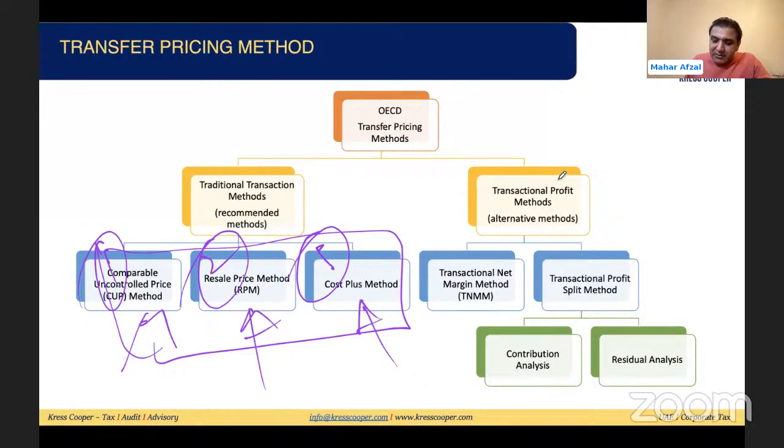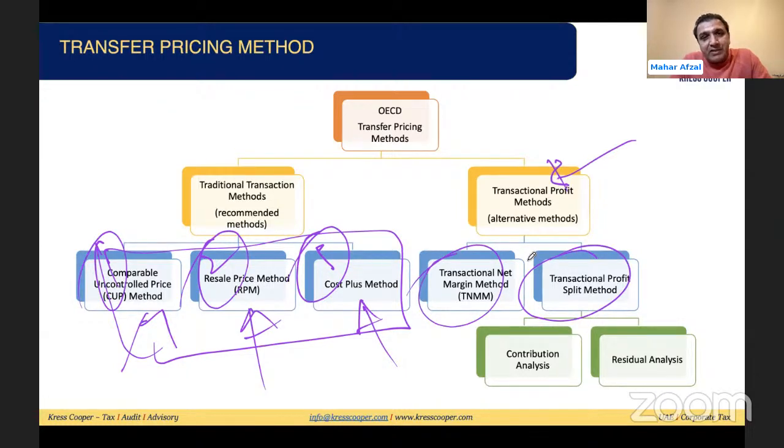The transactional net margin method and the profit split method are used where there is a high level of integration, and every party is performing a separate and identifiable unique role based upon the assets used, the functions performed, and the risks taken by them. Every party needs to share the profit and charge the price. There are 2 methods here: the transactional net margin method, and the next one is the profit split method. So these are the 5 methods given in the OECD guidelines, and the same 5 methods have been reproduced in the TP guide issued by the FTA.